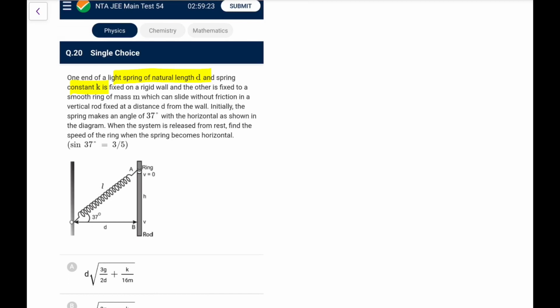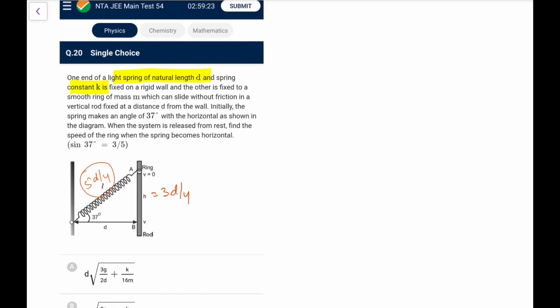Natural length is d, so definitely it is extended right now. Doing trigonometry, cos 37 is d by L, and cos 37 is 4 by 5. So d by L is 4 by 5, so L is equal to 5d by 4. So the extension is d by 4 right now. And this h, tan 37 is h by d, which is 3 by 4, so h would be 3d by 4.